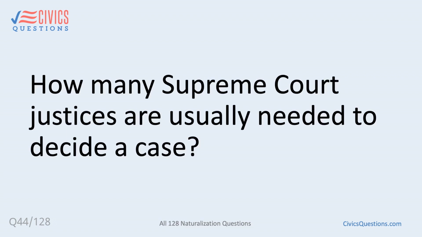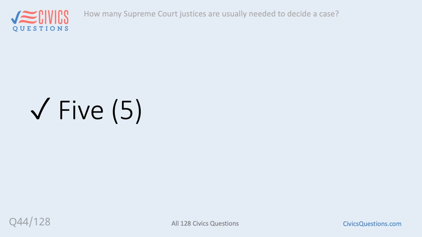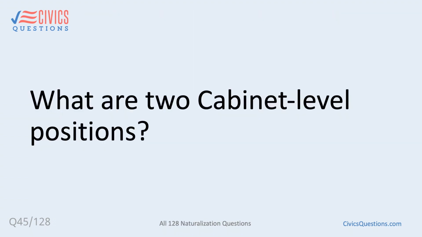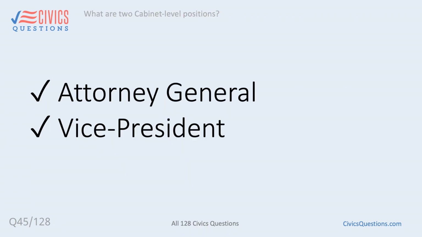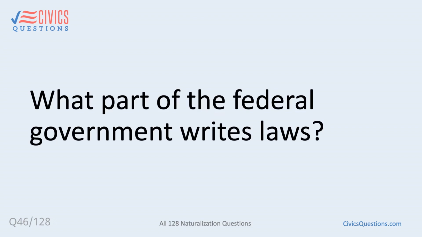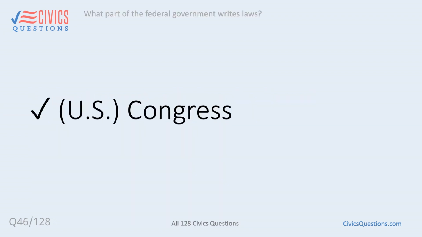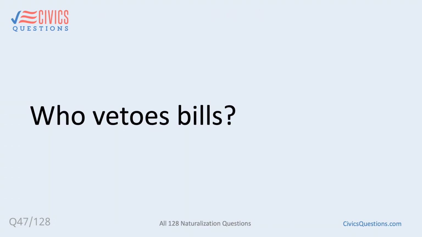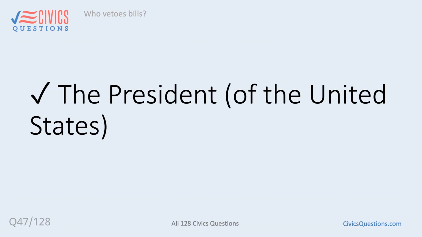How many Supreme Court justices are usually needed to decide a case? 5. What are 2 cabinet-level positions? Attorney General. Vice President. What part of the federal government writes laws? U.S. Congress. Who vetoes bills? The President of the United States.